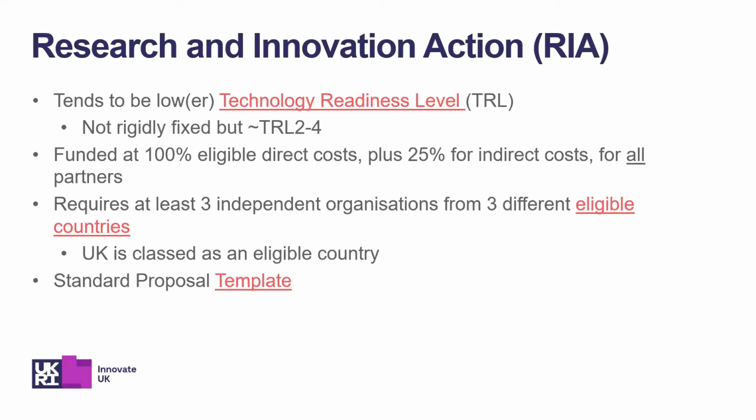So research and innovation actions require at least three independent organisations from three different eligible countries. UK, as we've heard, is classed as eligible. And within the call for proposals, each topic will actually talk about what is eligible and what is not eligible. So they will certainly say if there are specific countries that cannot participate, which in security is an issue at times.